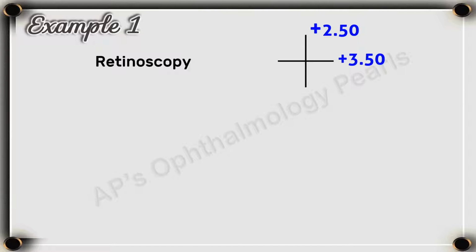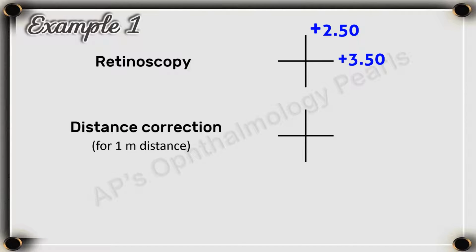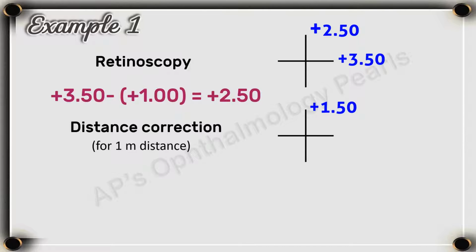The next step is the distance correction. Again, for simplicity's sake, we shall assume retinoscopy was performed at 1 meter distance. We learnt in a previous session that the correction for this is 1 diopter. So, subtracting 1 diopter, we get for the vertical meridian plus 2.5 minus plus 1, which is equal to plus 1.5. And in the horizontal meridian, we get plus 3.5 minus plus 1, that is equal to plus 2.5.